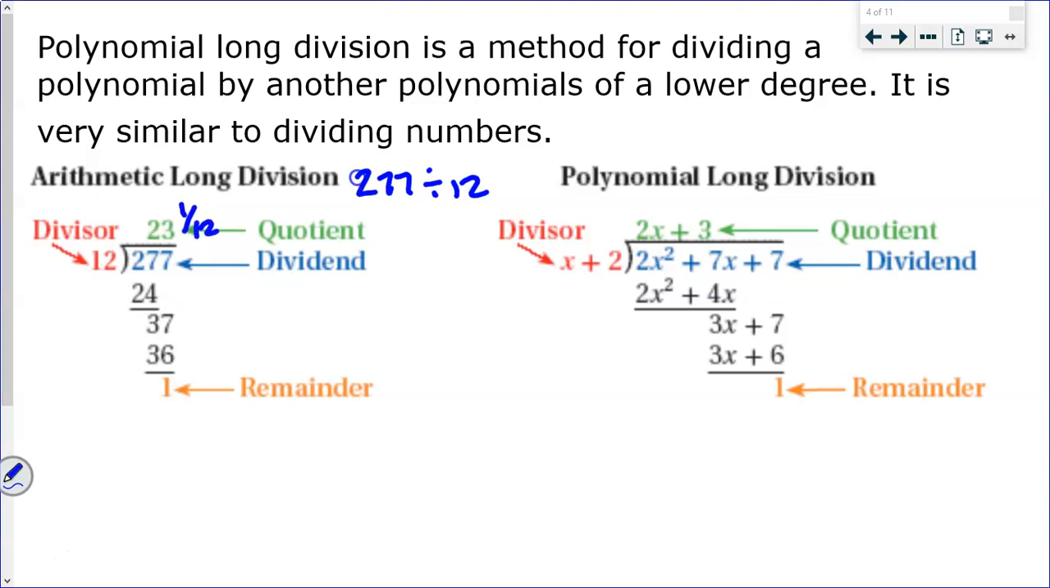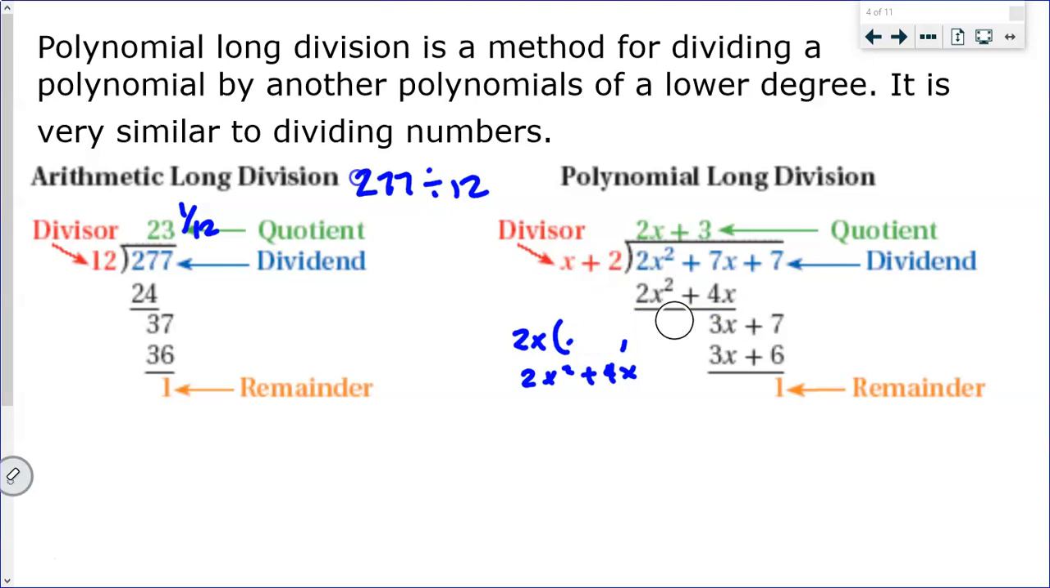Same thing when we do polynomial long division. So this time, the only difference is we're going to look at this and this, okay? So we want to know, what do we have to multiply by our x here to get 2x squared? So notice we have to multiply by 2x. So not only do I have to multiply the x by 2x, but I also have to multiply this 2 by 2x, okay? So when I multiply 2x times x plus 2, I'm going to get 2x squared plus 4x, right? That's where this term right here came from, okay?